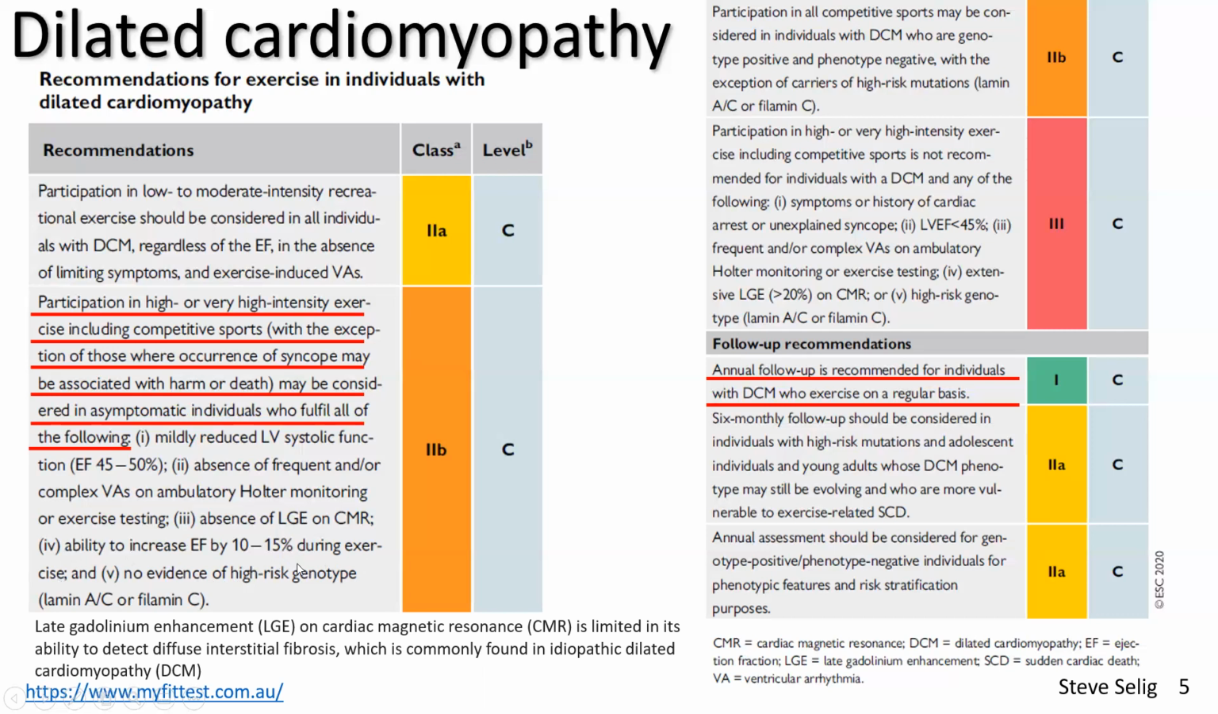So again, we're talking about mild disease, and then there is some genetic profiling that's used as well. The criteria for participating in high or very high intensity is really restricted to those with very mild disease who are not really impaired much, and they're probably in functional class 1 in terms of the New York Heart Association classes for heart failure. Now, follow-up is recommended annually.